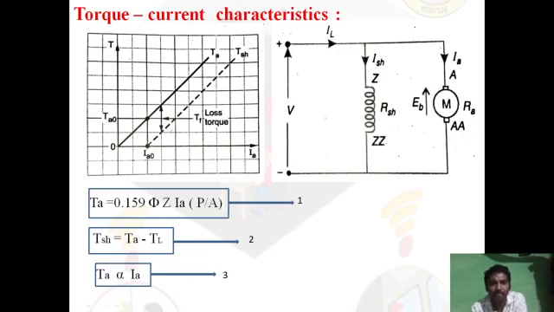Okay. So here, if you observe the equation 3, we will get a straight line. You can observe, we will get a straight line. This graph we will get.